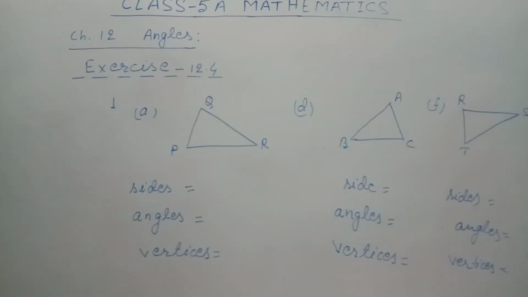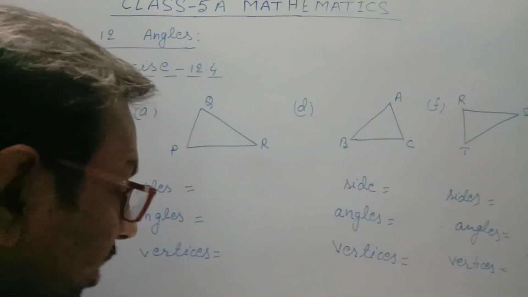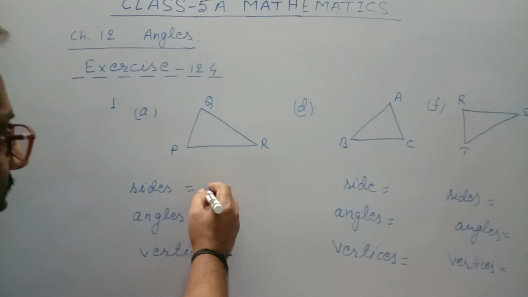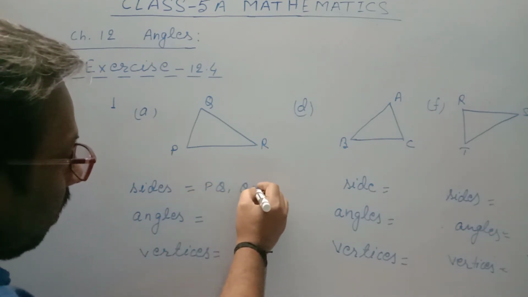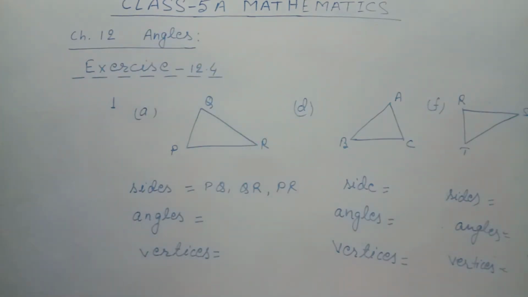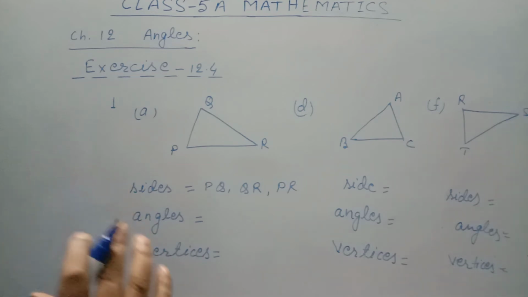Let us start exercise 12.4. In question number 1, name the angles, sides and vertices of each of the following triangles. In question number 1a, this triangle PQR is given. Write the name of sides. So the sides are PQ, QR and PR. You can write QP, RQ and RP also. You can reverse the letters, no problem. In that case also the names of the sides will be correct.